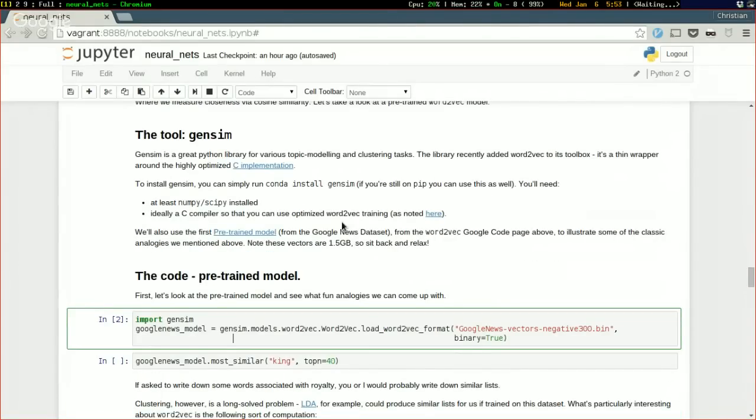So to take a look at this, let's use a tool called GenSim. It's Python-based. It relies on NumPy and SciPy by default. If you have C compilers installed, you can build even faster, further optimized versions of these models, and that really speeds up training. It's really helpful. But if you just have NumPy, GenSim also works just as well.